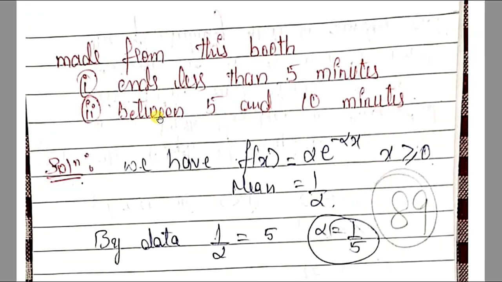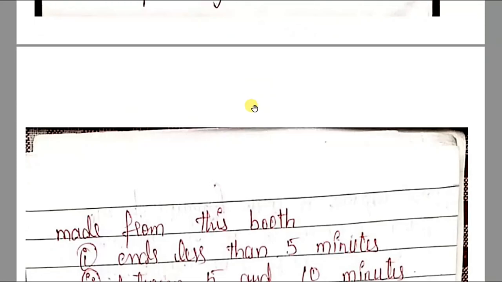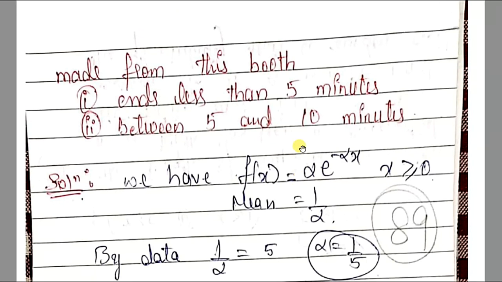Now here, since it is mentioned in the question that it is exponentially distributed, we have to consider the probability density function of the exponential distribution. F of x is equal to alpha e to the power of minus alpha x for x greater than or equal to 0, where x takes values from 0 to infinity. For negative values it is defined to be 0 directly, so it is not written here. Only for the first example I have written.